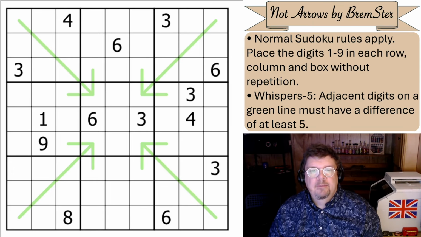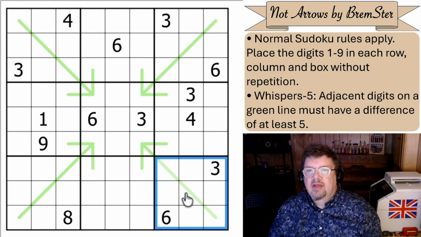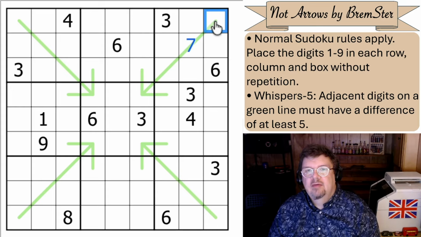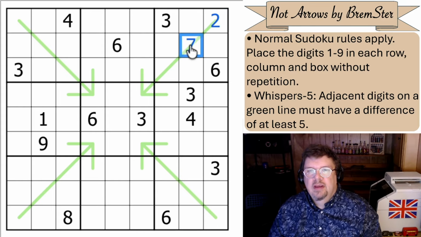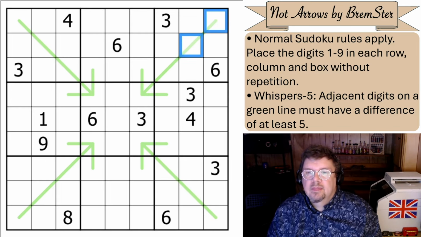Okay, let's have a look at the rules. Normal Sudoku rules apply. So we are going to place the digits 1 to 9 in every row, every column, and every box without repetition. Whispers 5: adjacent digits on a green line must have a difference of at least 5. So if this were a 7, for example, this would have to be a 1 or a 2 in order to be at least 5 away from it.